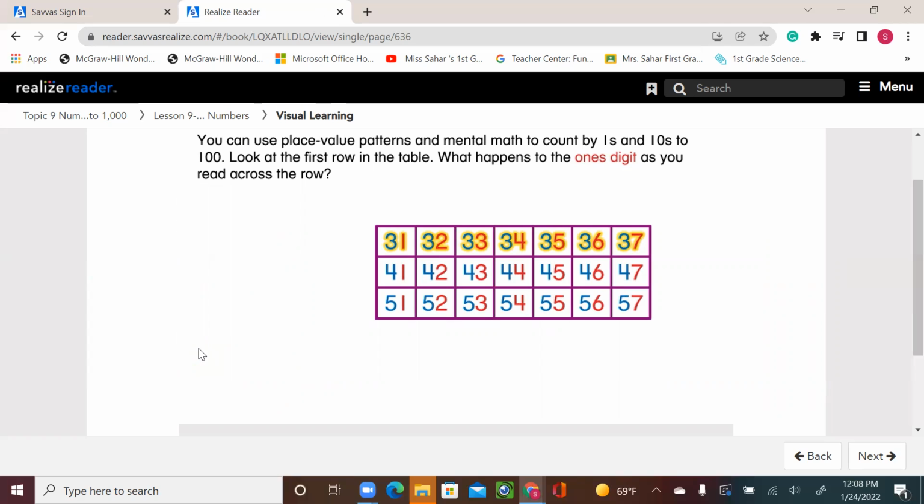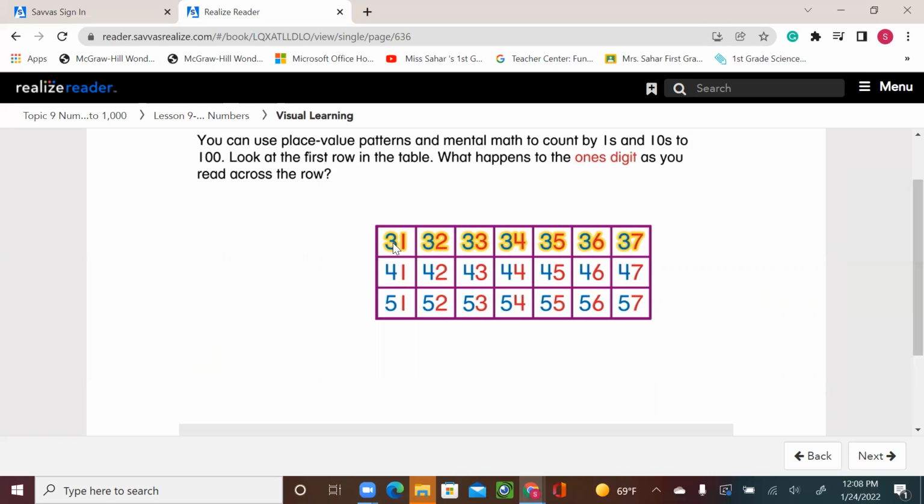All right, we used the 100 chart before in adding and subtracting. Today, we're going to learn how to use that pattern and place value and understand how can we do that by just looking either on a tens or on a ones. So for the first example here, look at the first row in your table. What happens to the ones digit as you read across the row?